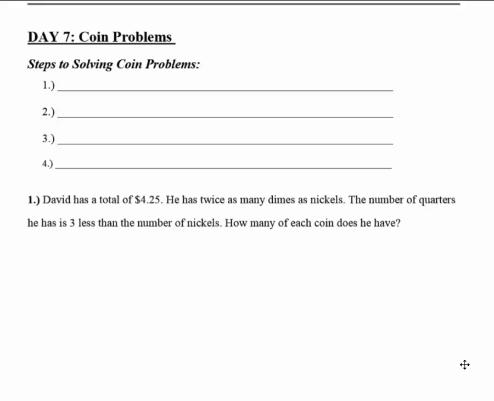Okay, ladies and gentlemen, another type of word problem today. So today we're going to be talking about this thing called coin problems. Coin problems are money problems. We're talking about the coins. So our set of rules are basically the same. We're going to create a let statement.